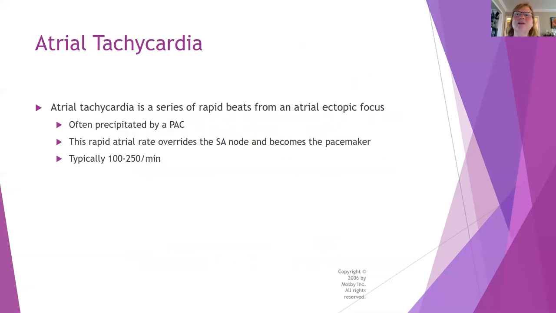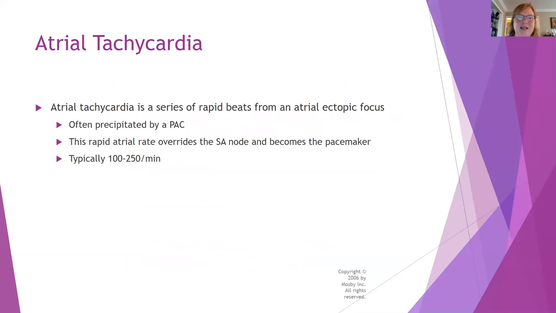Okay, let's move on. Atrial tachycardia. Just as you can imagine, we talked about a sinus tachycardia, which was a rhythm greater than 100 and up typically to a maximum of 180, but rarely would you see a sinus tachycardia above 150. Not that often at all. But an atrial tachycardia can go much more quickly. An atrial tachycardia can go from 100 to 250. So you can imagine how fast that rhythm is.